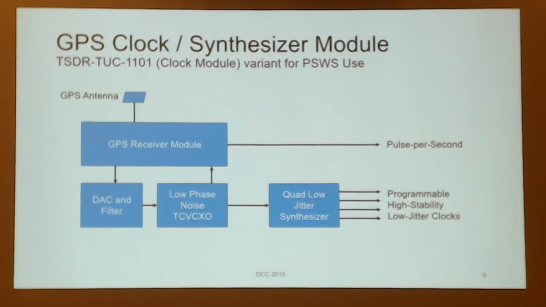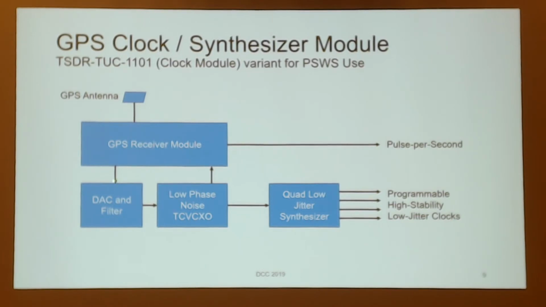The GPS receiver module: there are some commercial modules available that are slightly larger than a 24-pin DIP, but they're in that size range and fairly cost-effective. You connect them to a GPS antenna. They'll put out a pulse per second, which will go over to the FPGA so that it can timestamp the samples.